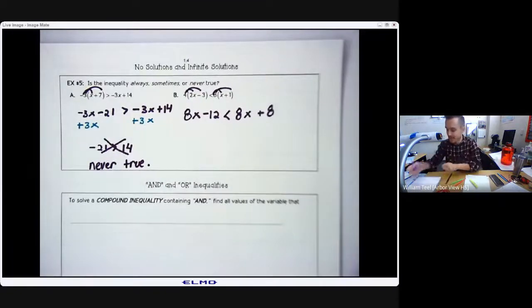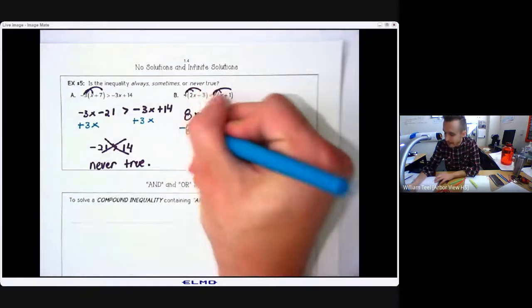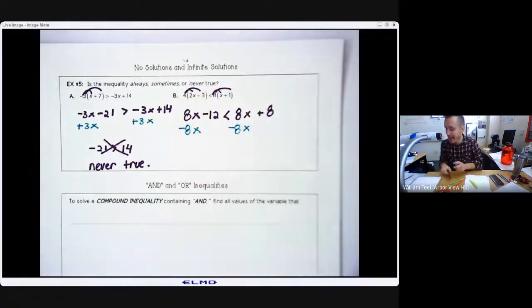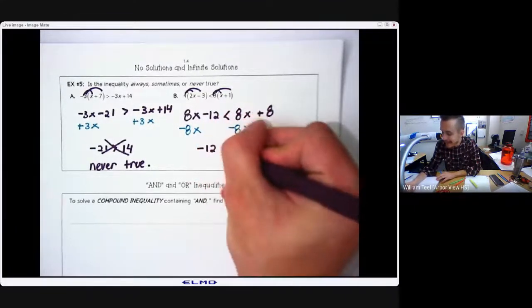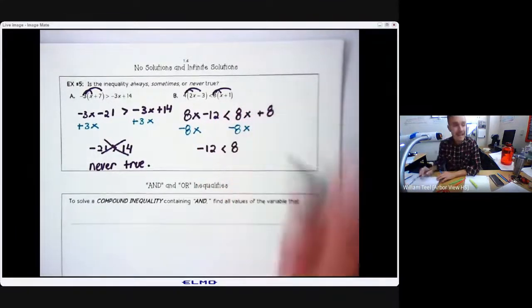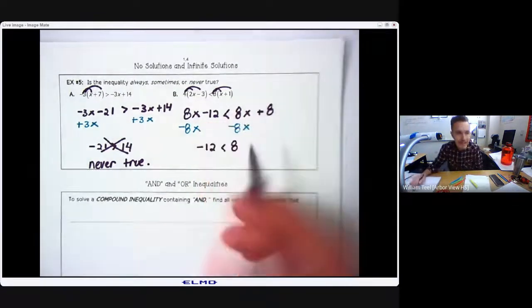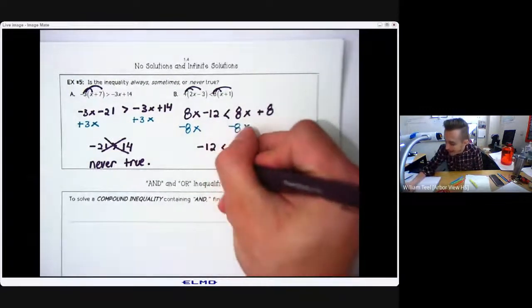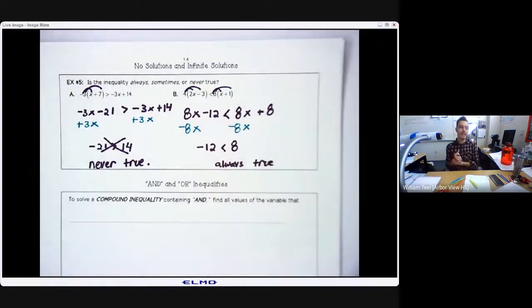So what I'm going to do is subtract 8x from both sides. Now if I take positive 8x minus 8x, that's just going to be 0. So I'm left with negative 12 on this side is less than positive 8. Is negative 12 less than positive 8? Yes, it is, because negative 12 is a negative number. Positive 8 is a positive number. So that means since this inequality is true, this is always going to be true. There's never going to be an instance where negative 12 is not less than 8.